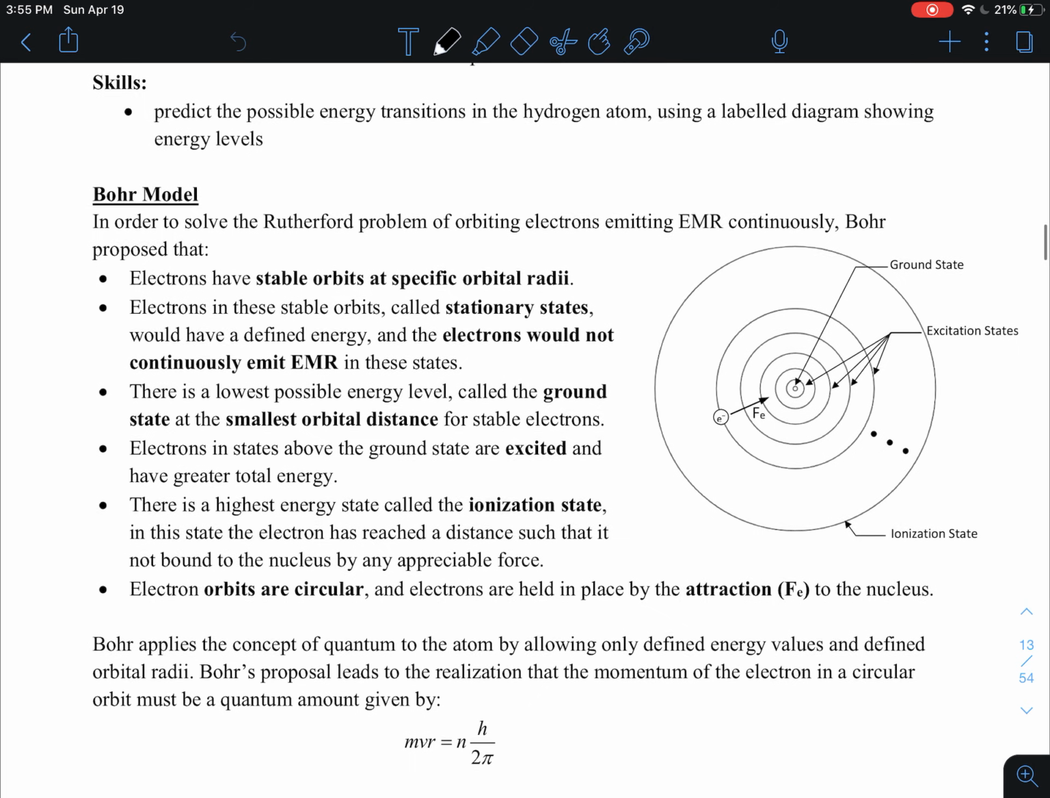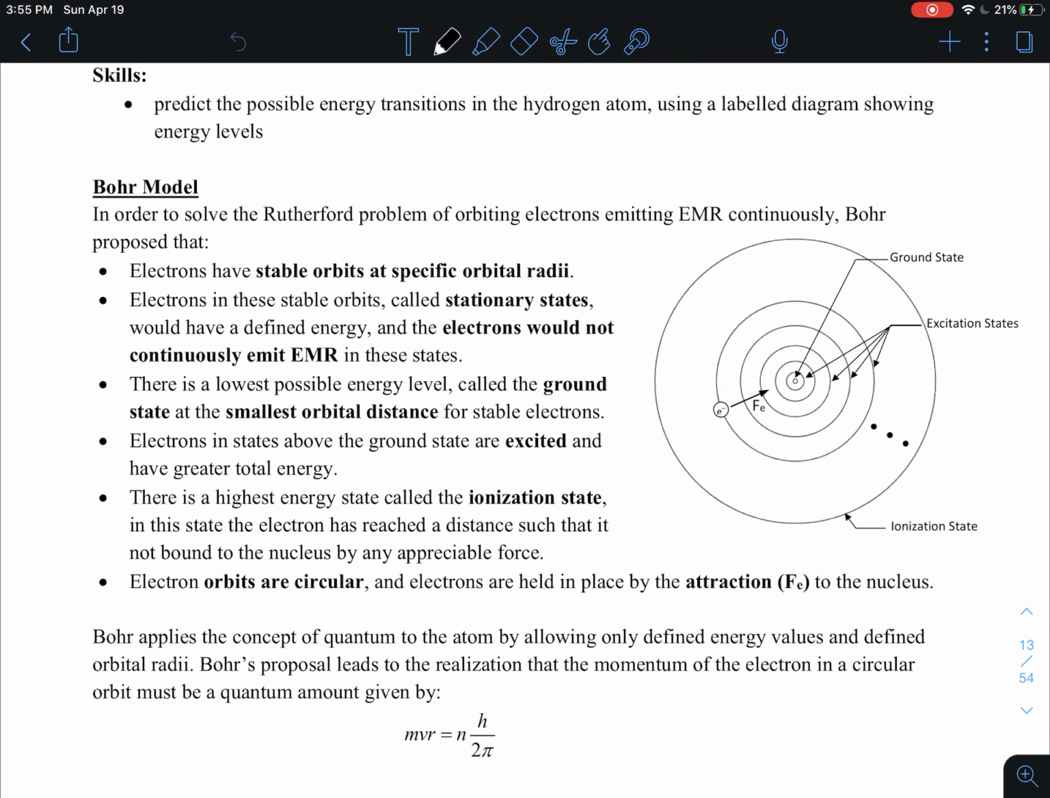All right, so if you take a look at Bohr's model, it says in order to solve Rutherford's problem of emitting EMR continuously, Bohr proposed that electrons have stable orbits at specific radii. The electrons in these stable orbits are called stationary states and would have a defined energy, and the electrons would not continuously emit EMR in these states.